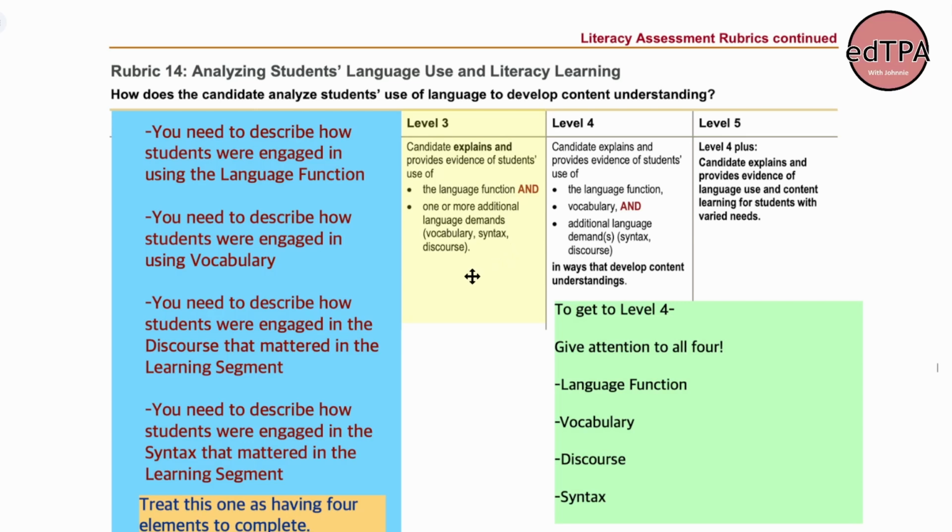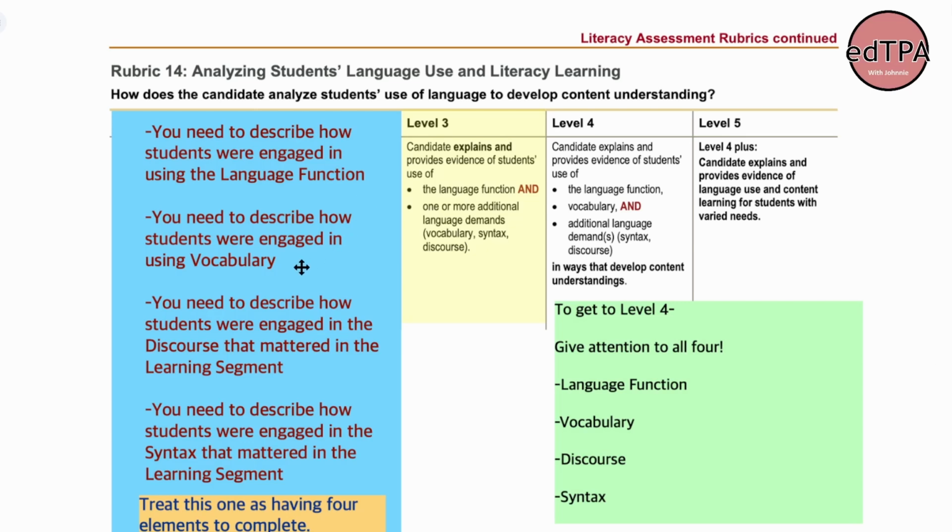So you have only one of these that you need to get to level 3: vocabulary or syntax or discourse. So language function and then one of these three. So requirements, you need to describe how your students were engaged in using the language function. And I'm going to suggest you try to do all of them.